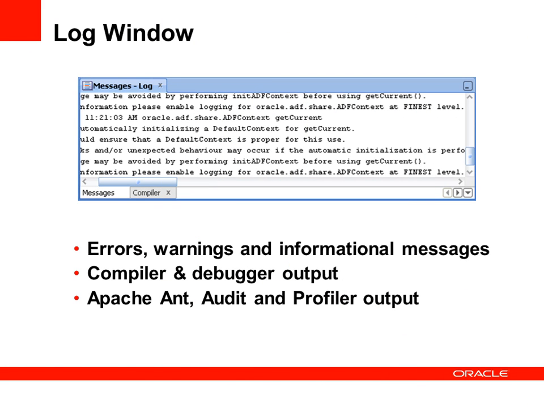The log window is designed to show errors, warnings, and informational messages. These typically come from compiler and debugger, or other tools such as Apache Ant or the inbuilt auditor and profiler tools.